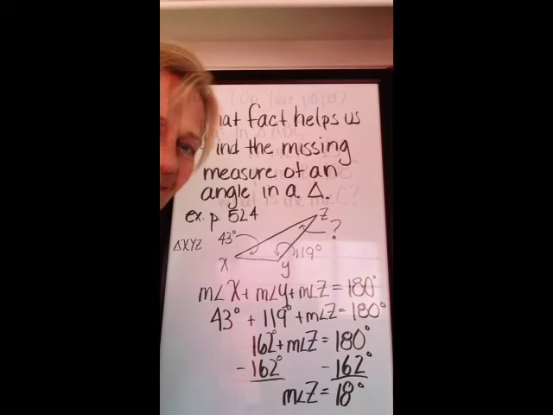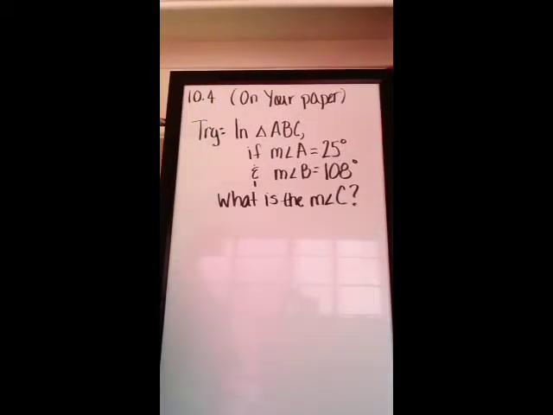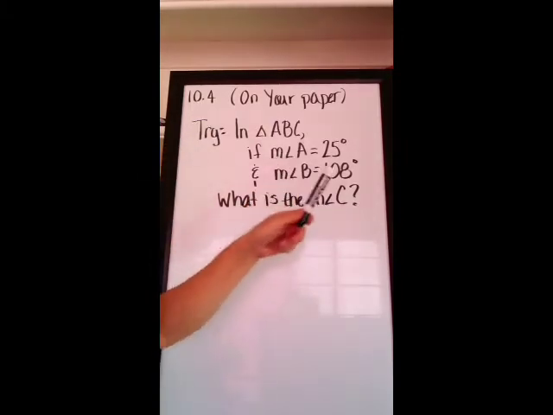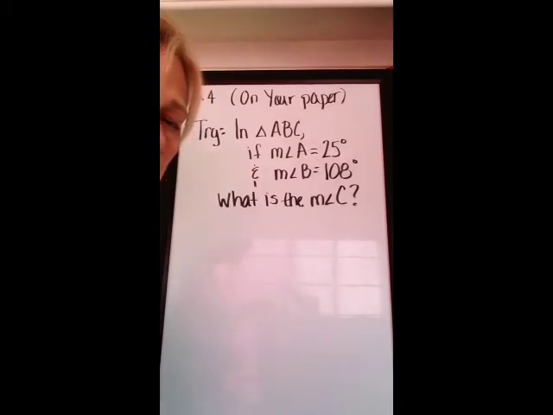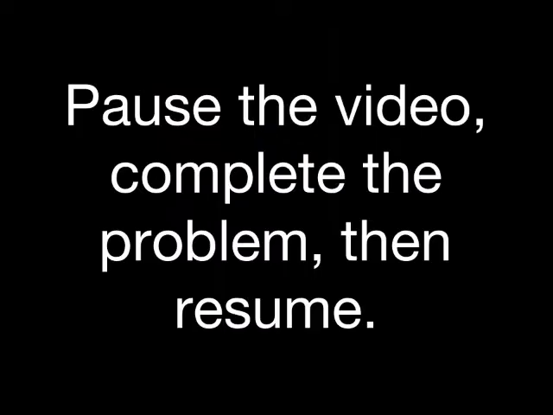What do you think? Okay, here's where you need your paper. You're going to turn this paper in tomorrow in the homework folder. It's going to have all the examples that we work on here in the video. So on your paper, you want to try this problem. In triangle ABC, if the measure of angle A is 25 degrees and the measure of angle B is 108 degrees, what's the measure of angle C? You're going to pause your video for a second and work that problem. Then we'll go through the answers.